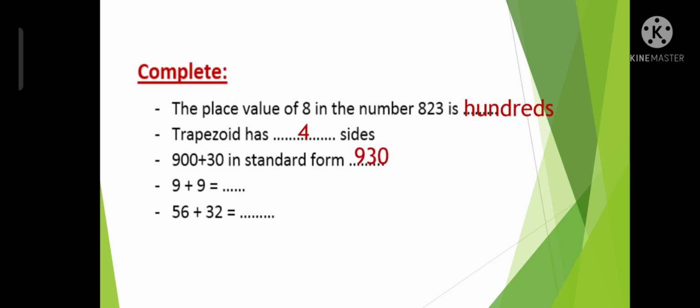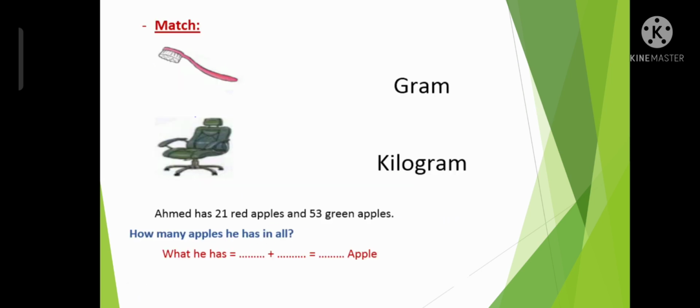9 plus 9, it's doubles, okay? So 9 plus 9 equals 18. 56 plus 32. We will add ones plus ones. 6 plus 2 equals 8. 5 plus 3 equals 8. So our answer is 88.